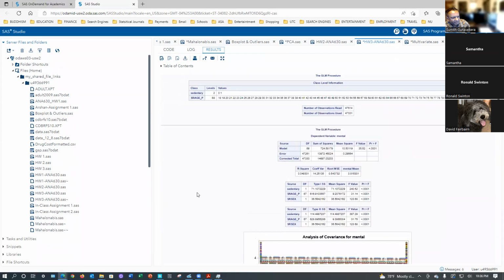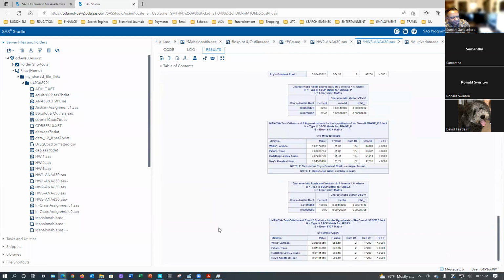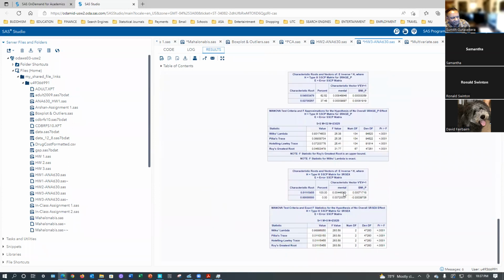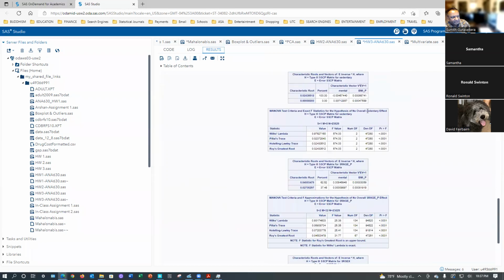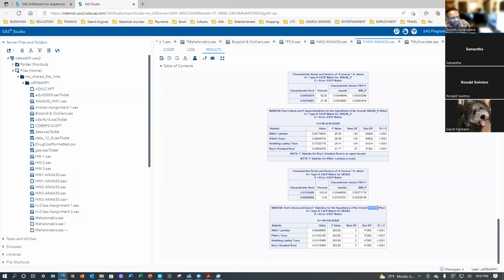What about this picture over here? This one here for the sedentary. This one is 6. This one for the age. This one for the sedentary. Sedentary, age, and sex, those three.